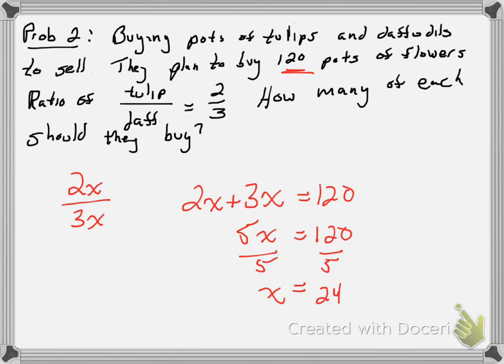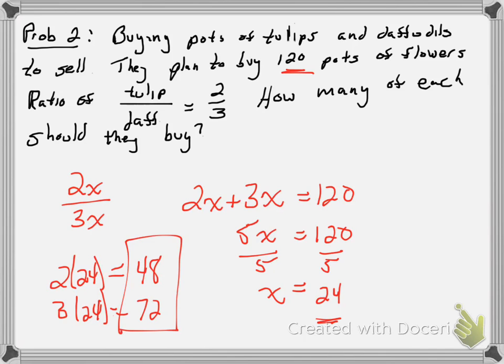Okay, so to find out how many of each they should buy, I need to take the 24 and plug it back into my ratio there. So 2 times 24, which is the number of tulips, is going to be 48. And 3 times 24, which is the number of daffodils, is going to be 72. So that's how many of each kind they should buy.